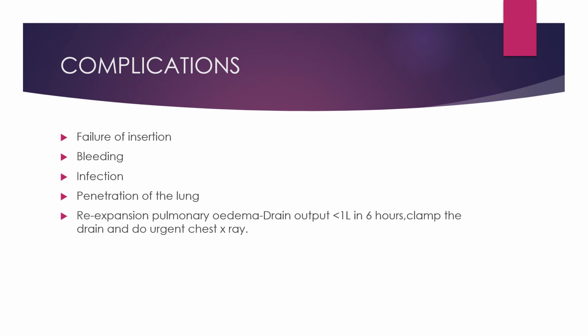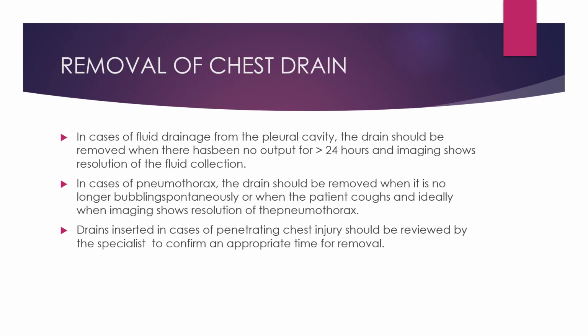So these are the complications, and now when to consider removal of the chest drain. It depends mainly on the reason why you have inserted the chest drain. If you have inserted the chest drain for fluid drainage from the pleural cavity, the drain should be removed when there is no output for greater than 24 hours and imaging shows resolution of the fluid collection. But in cases of pneumothorax, the drain should be removed when it is no longer bubbling spontaneously, or when the patient coughs, and ideally when imaging shows resolution of pneumothorax. And in case of penetrating chest injuries, they should be reviewed by a specialist to confirm an appropriate time of removal.